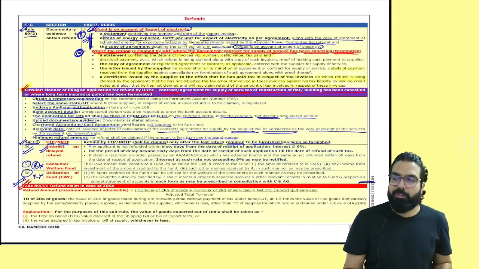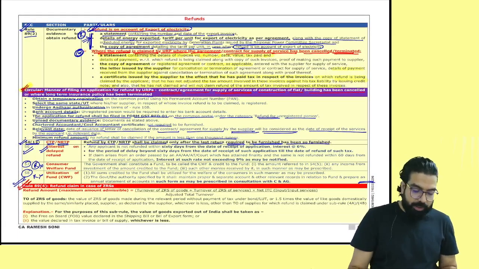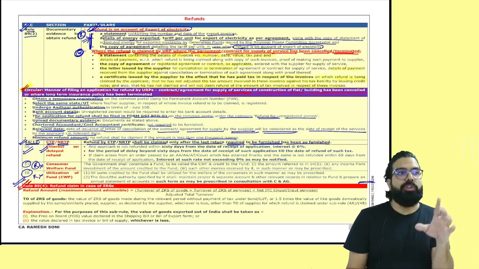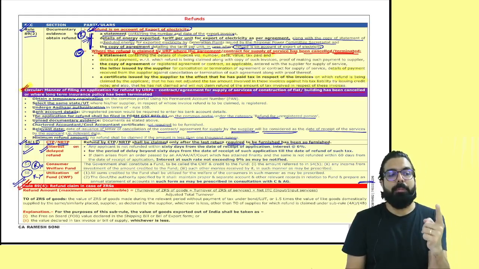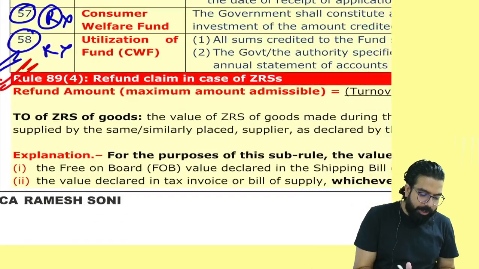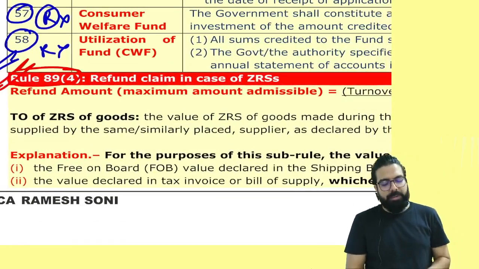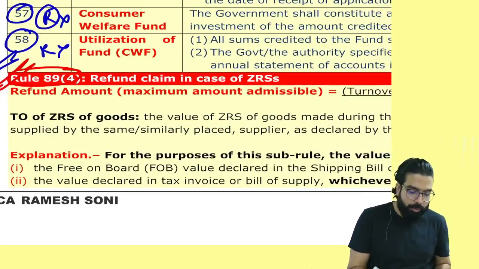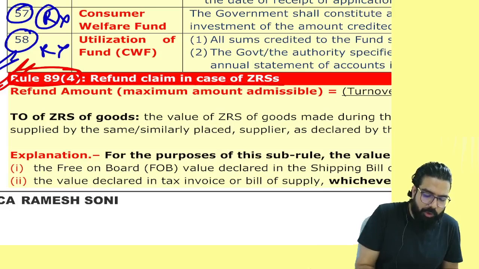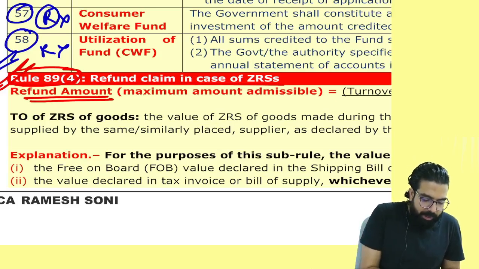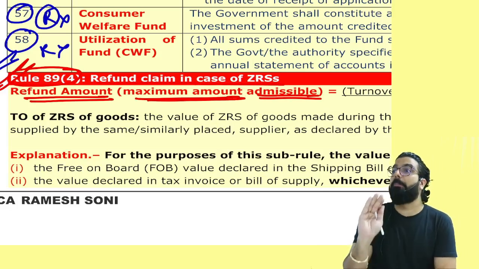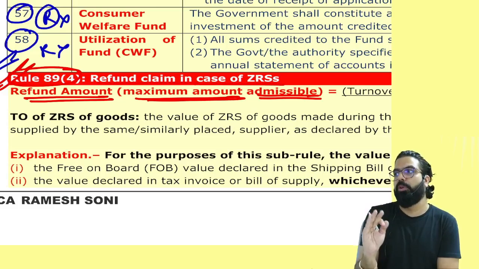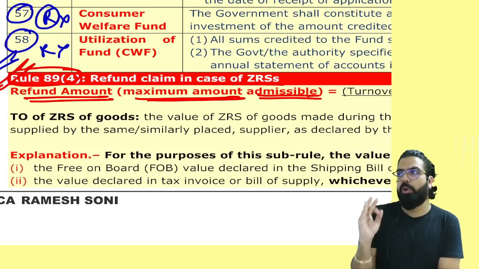All right, students, let's now continue our discussion on refunds. The next portion which is remaining is Rule 89(4), a very, very important rule. Students may say, sir, it's a difficult rule. There is nothing difficult in this rule, it's a very easy rule. It covers refund claim in case of zero-rated supply. The refund amount is always the maximum amount admissible, and the maximum amount of refund which will be given to you is told in Rule 89(4).